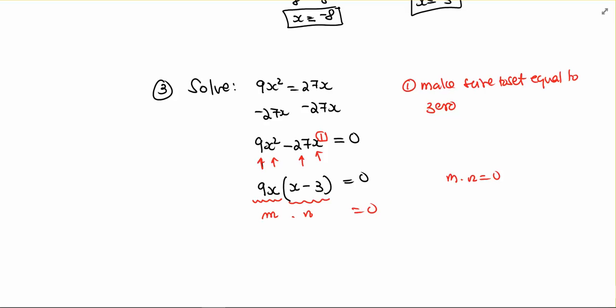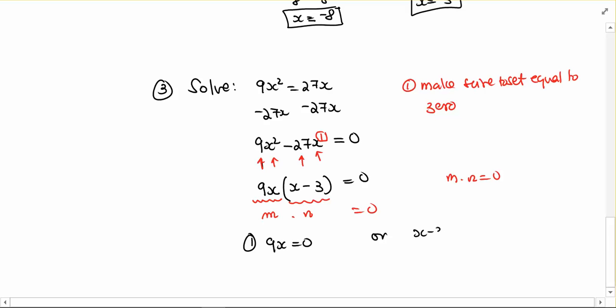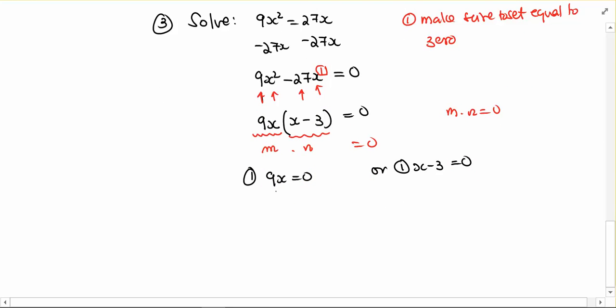So you can draw the conclusion that 9x is equal to 0, or x minus 3 is equal to 0. And then solve each of these individually. So dividing through by 9, you get x equals 0, adding a 3 to both sides, and you get x equals 3.